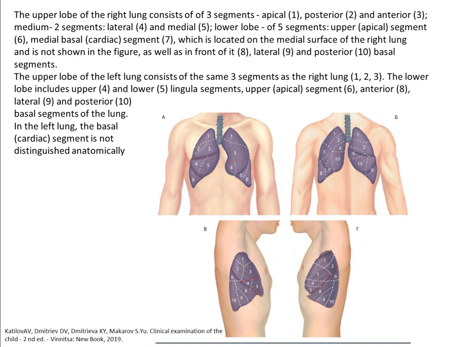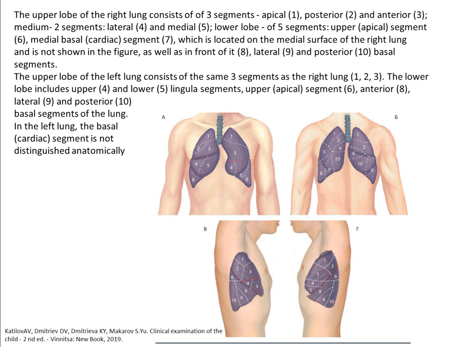The upper lobe of the right lung consists of 3 segments: apical, posterior, and anterior. The middle lobe has 2 segments, lateral and medial. The lower lobe has 5 segments: the upper apical segment, the medial basal cardiac segment, which is located on the medial surface of the right lung and is not shown in the figure, as well as in front of it, the lateral and posterior basal segments.